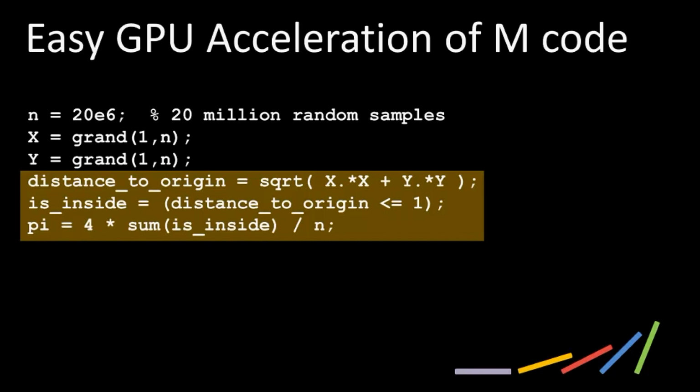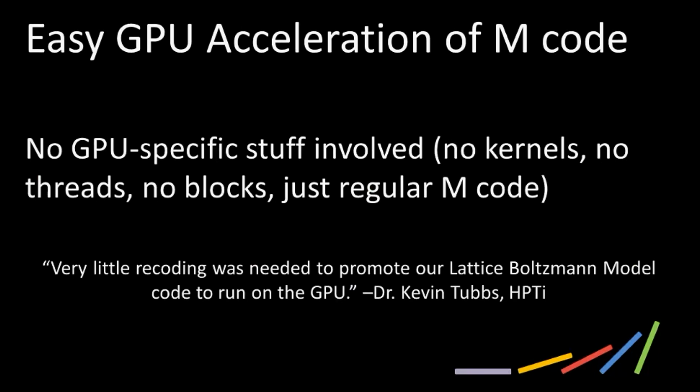If you want to return a result back to the CPU, you simply cast the matrix back to the CPU. So, for instance, the end result of this 6 lines of code, pi, is going to be a G-double stored on the GPU. But if you want to bring pi back to the CPU, you just cast pi back by using the double casting command that's available in MATLAB. So again, no GPU-specific stuff was involved. There is no development of these low-level kernels, no threads, no blocks, no warps, just really regular MATLAB code.